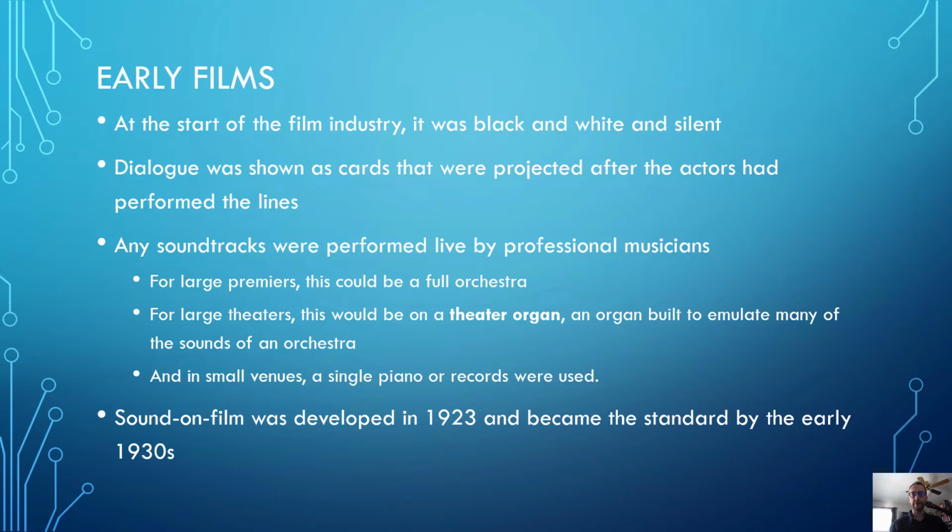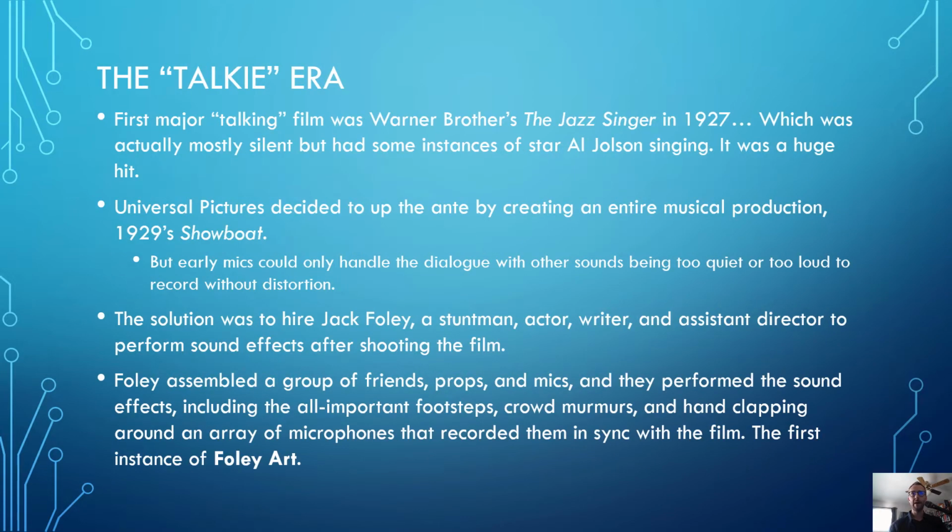In smaller venues, you would have a single person playing a piano, or you would just have pre-recorded music played on a record that they hoped would sync up with the action on screen. Sound on film technology was first developed in 1923, and by the early 30s became the standard for films. This leads us to the talkie era.